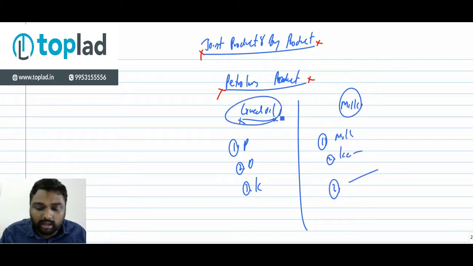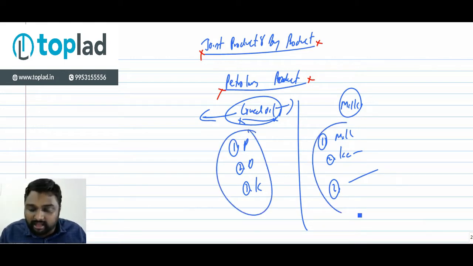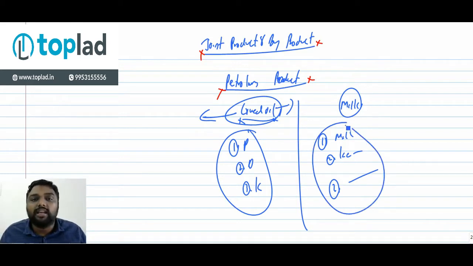So there will be a prime raw material. Crude oil is the prime cost. Here the price you paid for the common cost, that is the crude oil, is used for producing the entire product. In this example, milk is used for the entire product.